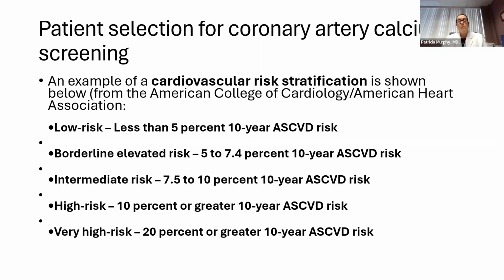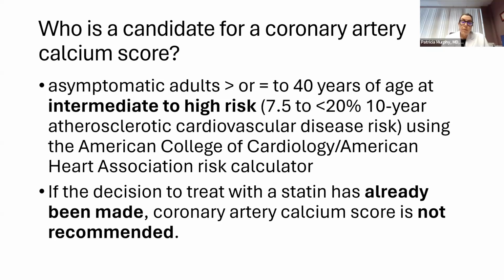And we do see people routinely have scores in all of these ranges when we see people in cardiology consultation, and it helps us to advise people who should have a coronary artery calcium score. So the people who are a candidate include, and this is what the data show in the current recommendations, asymptomatic adults, again, important, greater than or equal to 40 years of age at intermediate to high risk. So that's that 7.5% to less than 20% 10-year risk calculation using that American College of Cardiology, American Heart Association risk calculator.